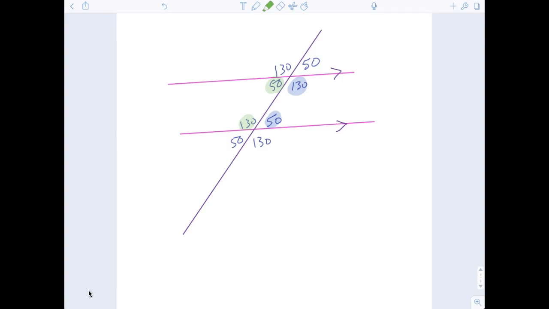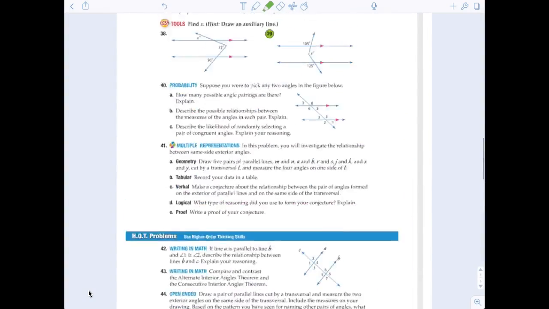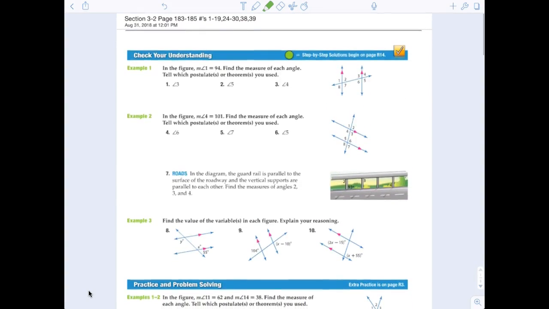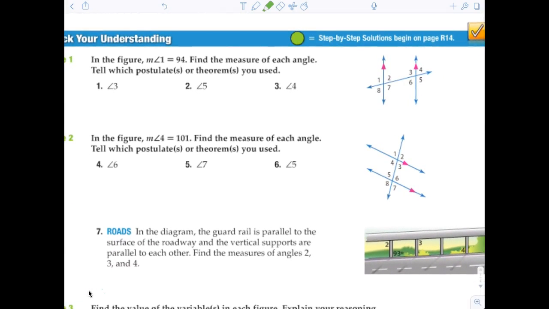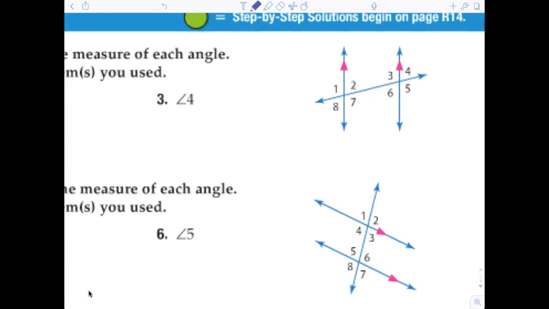All right, now let's get to the problems, 1 through 19, so let's just go through these real quick. It says in the figure, angle 1 is 94 degrees. So here we go, and you can just kind of watch. Angle 1 is 94. Before I even answer the other questions, I would just go ahead and fill the rest of them out.